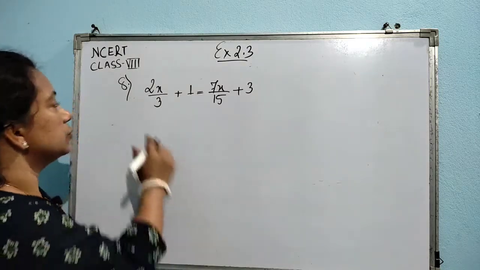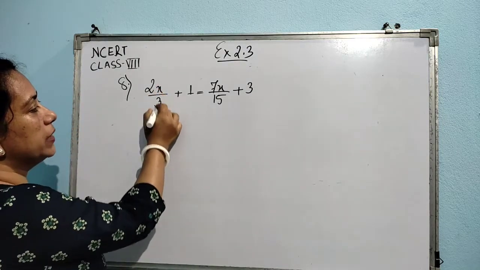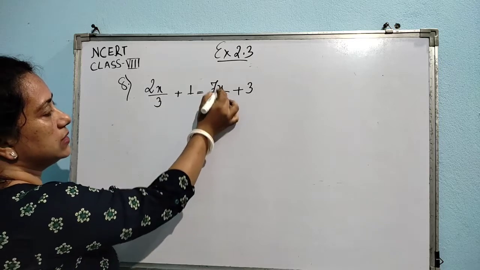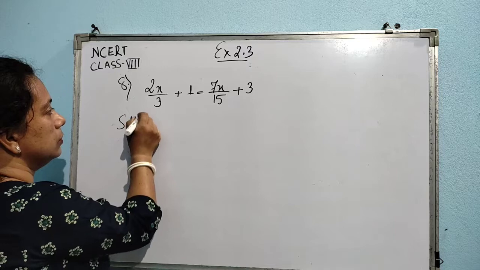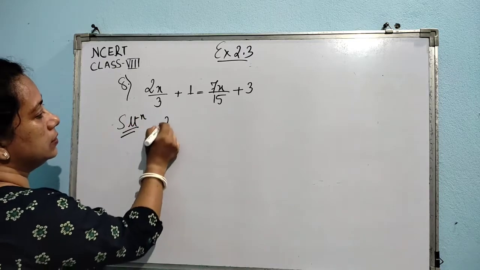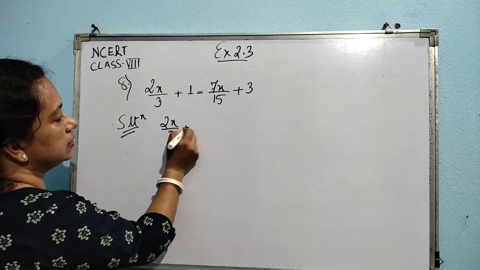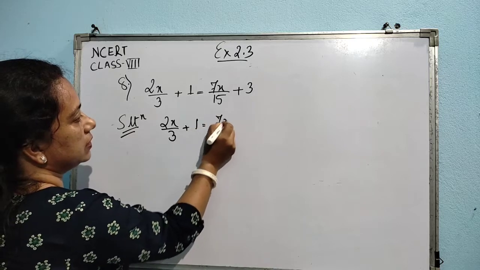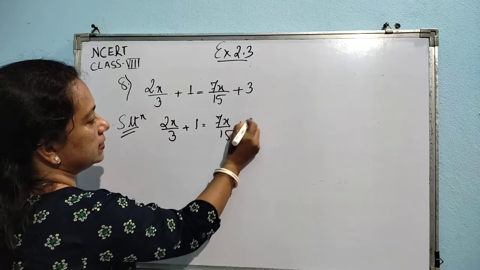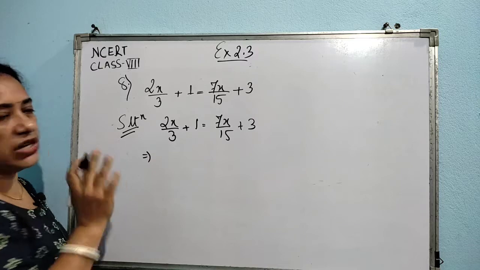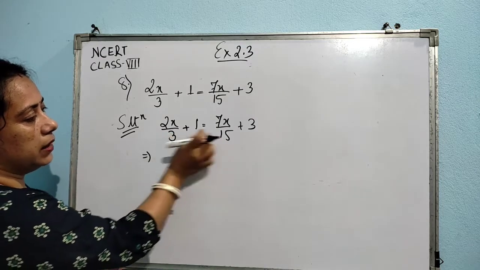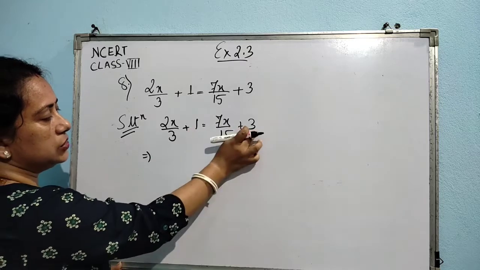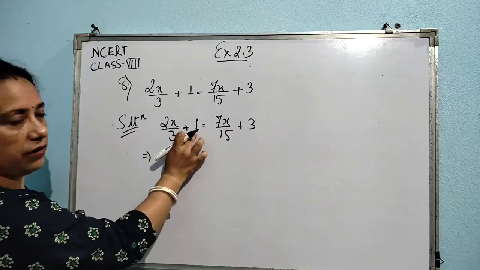So here is the next question, question number 8. 2x by 3 plus 1 equal to 7x by 15 plus 3. So here again we will write as it is given in the question, 7x by 15 plus 3. Now see, which are the terms which are having the variable with it? This term and this term, and these two terms are constants, means without having any variable.